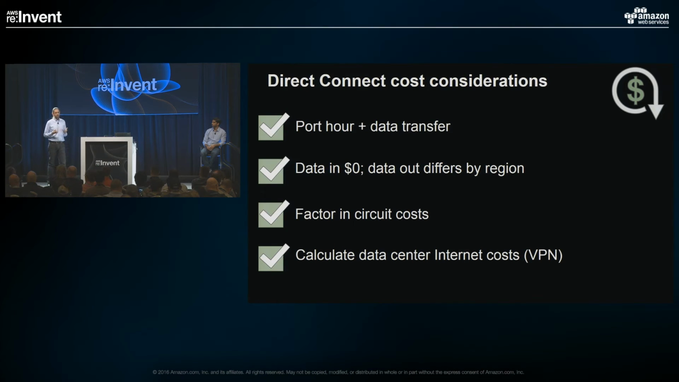When you're conducting comparisons between the two options, you should factor in the hourly port costs, the data out costs, and any circuit costs that were associated with building a circuit into the colo. When you're comparing the VPN option, there's the cost of the VPN, data out, which is now at internet pricing, but also the cost that is associated with egressing to the internet from your data centers. And customers sometimes overlook that, but it should be factored in when you're doing a comparison between options.